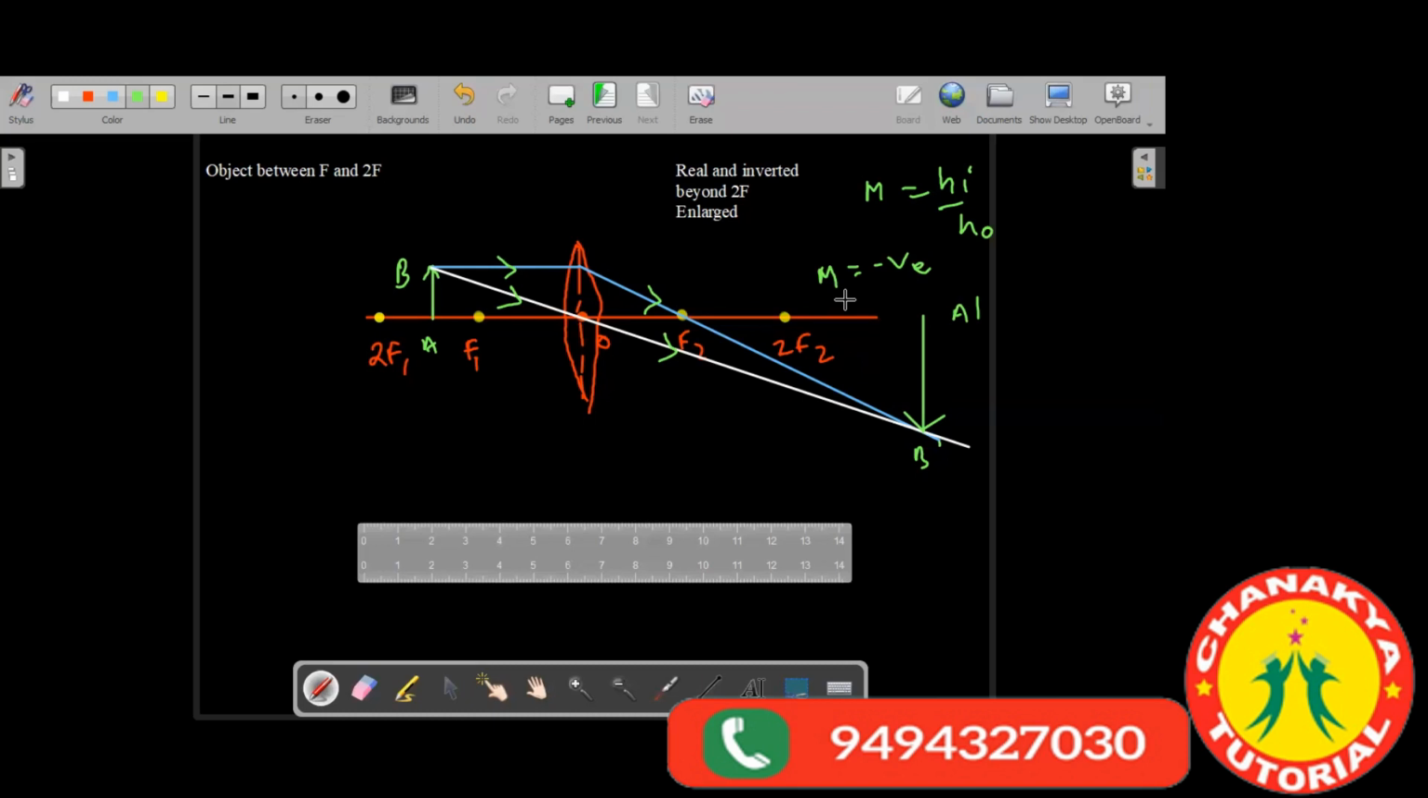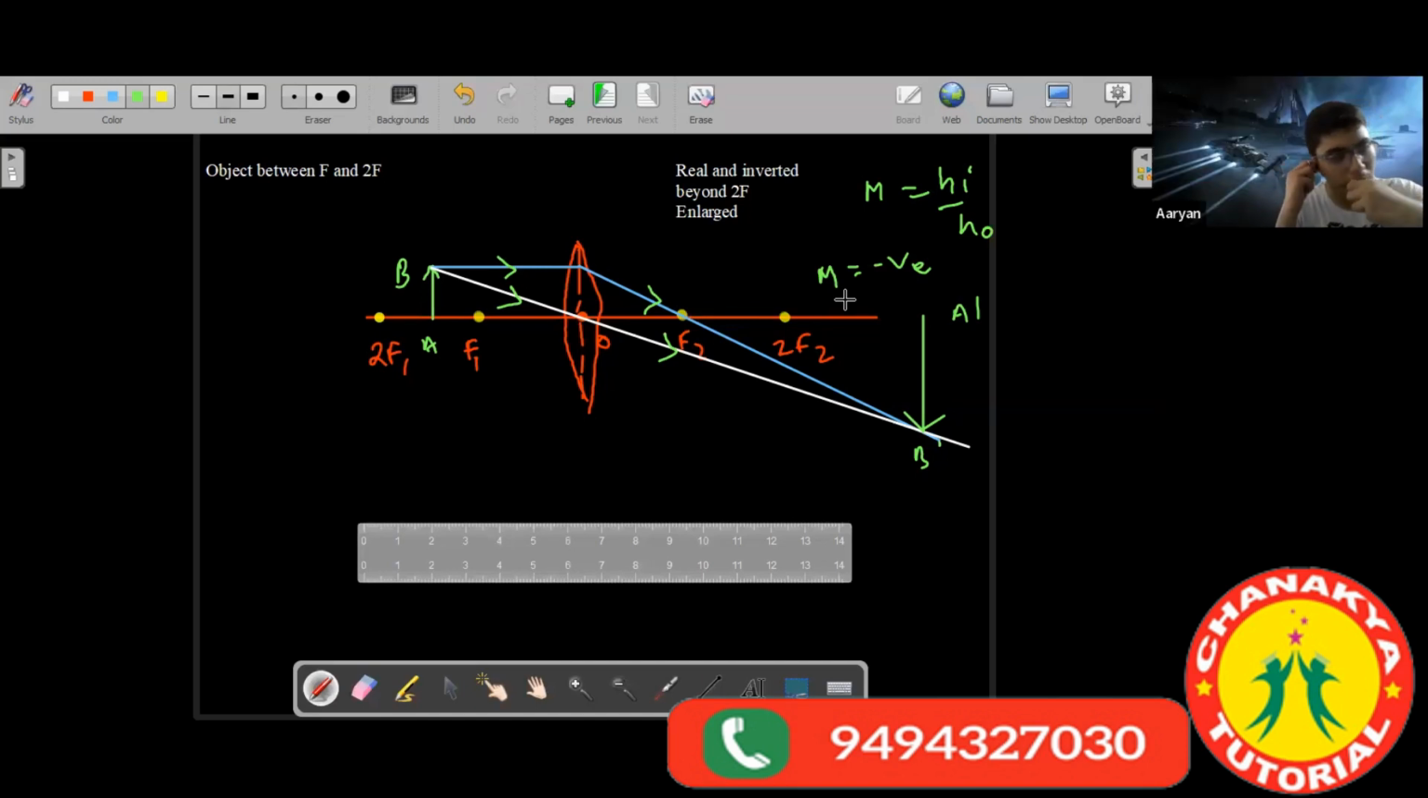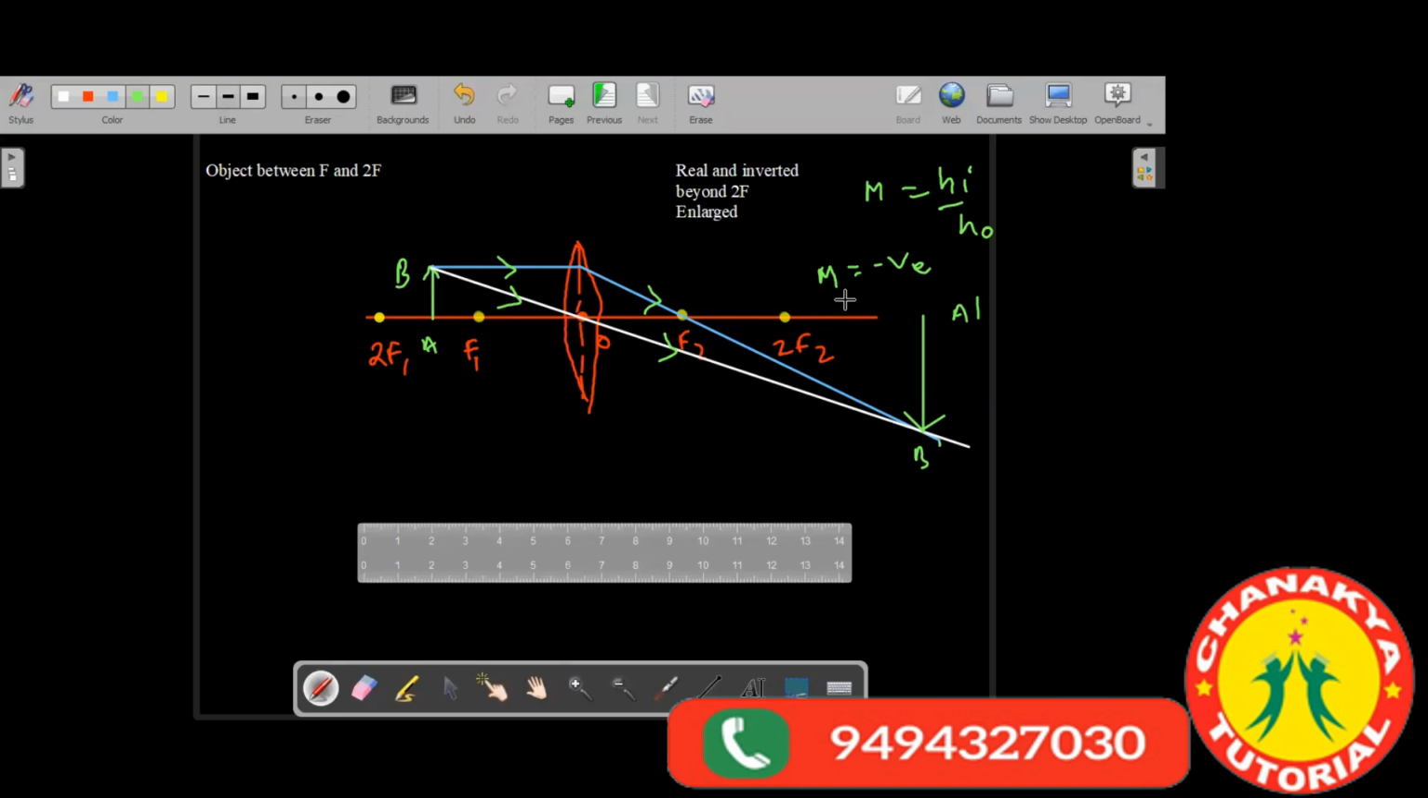Then the second last one, we keep the object at f1. So where do we get the image if we keep the object at f1? Sir, between f2 and 2f2. Okay, we will not get the image between f2 and 2f2. Sir, let's try infinity. Yeah, it will be infinity. Let's try to draw the diagram. So try to draw the diagram for the object.